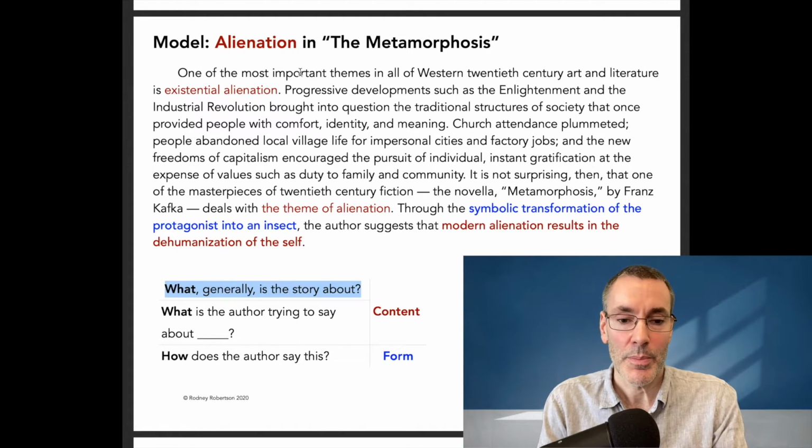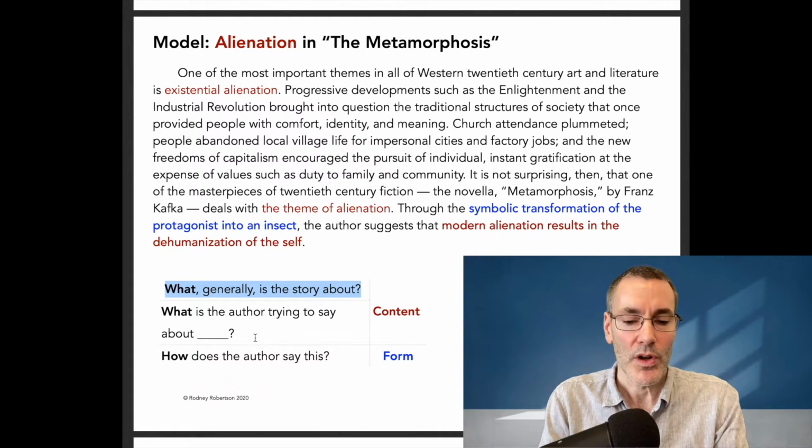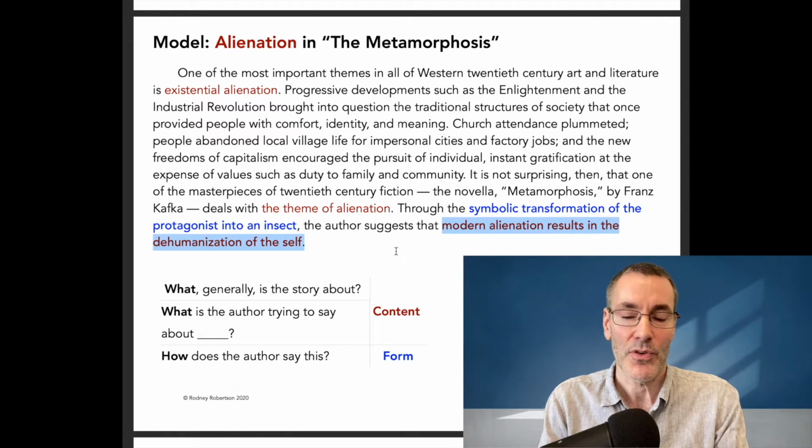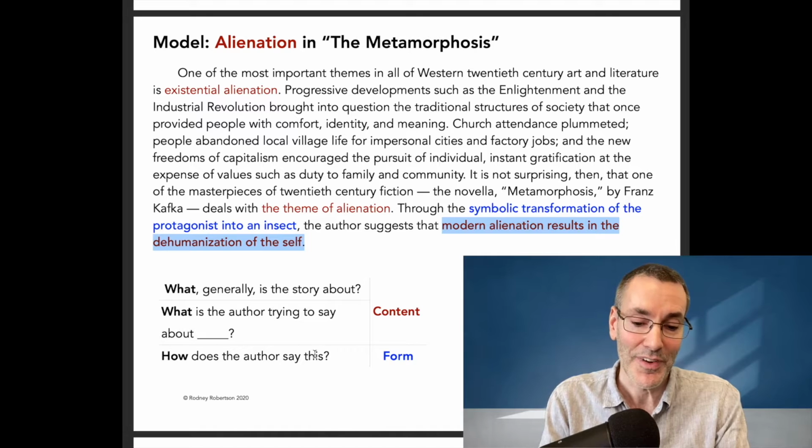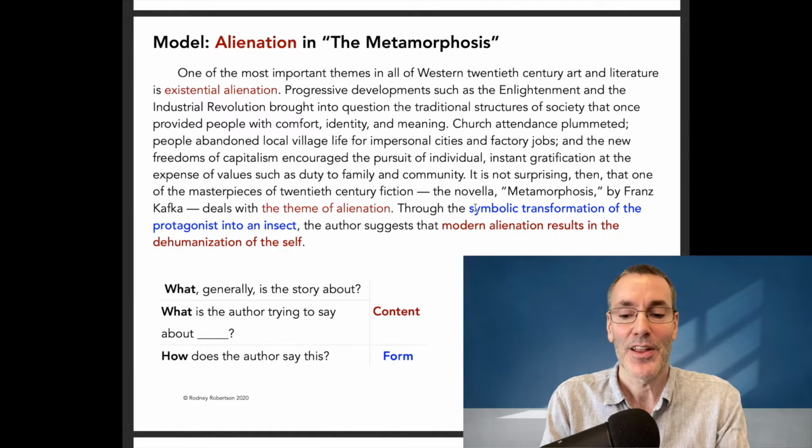What generally is the story about? Alienation. Simple. What is the author trying to say about alienation? Well, here it is right here. Modern alienation results in the dehumanization of the self. And how does the author say this? Through the transformation of the protagonist into an insect, which is the form of plot. So by looking at the plot, I'm going to reveal alienation as a dehumanizing mechanism.